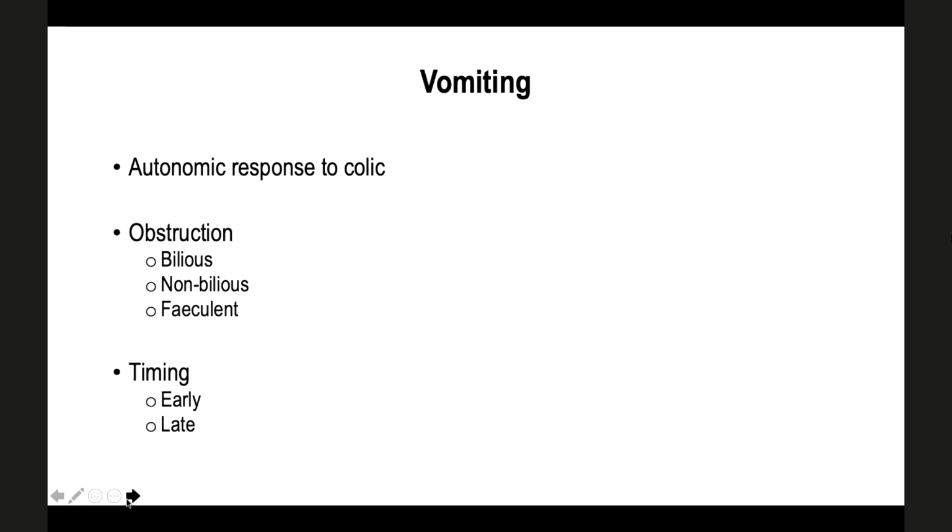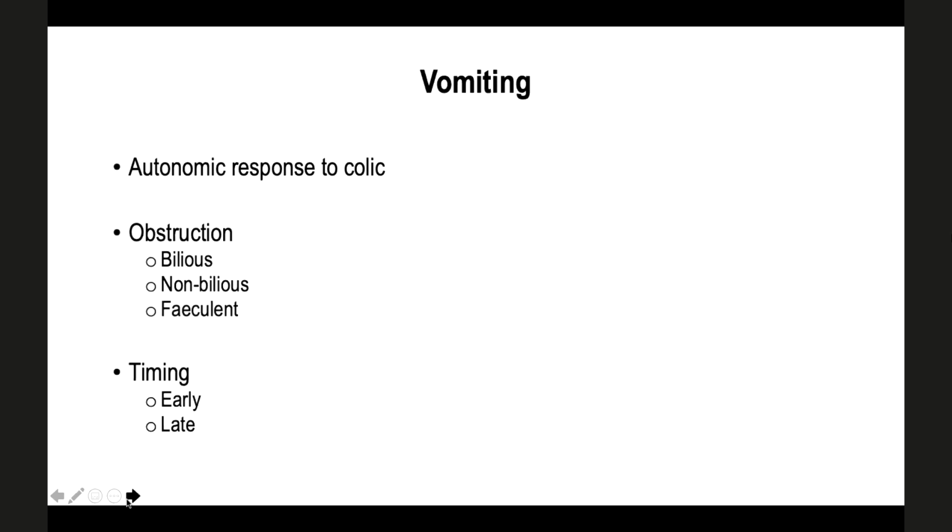The other symptom we talk about frequently is vomiting, right? We saw a little earlier that when somebody has intestinal obstruction and they have pain and they get a colic, vomiting occurs as an autonomic response to the colic. We saw that the pain fibers go through those same nerves.